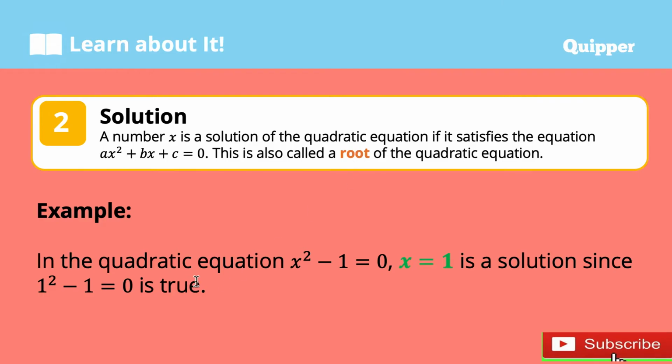For example, in the quadratic equation x squared minus 1 is equal to 0, x is equal to 1 is a solution since if you substitute the value of x, which is 1, in the equation, you have 1 squared minus 1 is equal to 0. So 1 times 1 or 1 squared is just 1. So 1 minus 1 is really equal to 0. So it satisfies the equation, meaning to say that 1 is a solution for this equation.